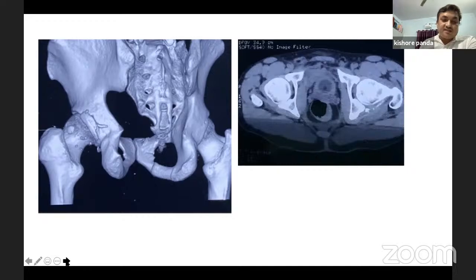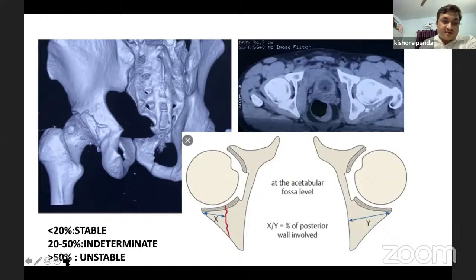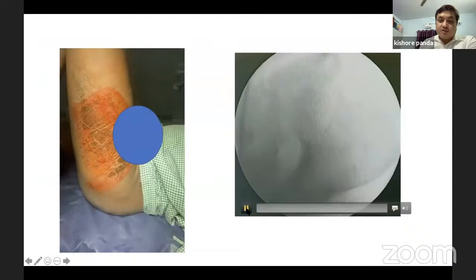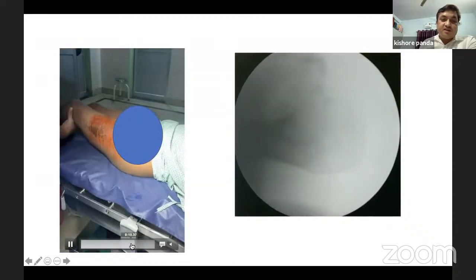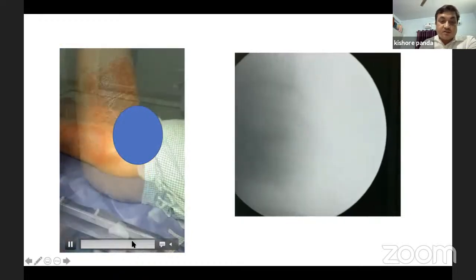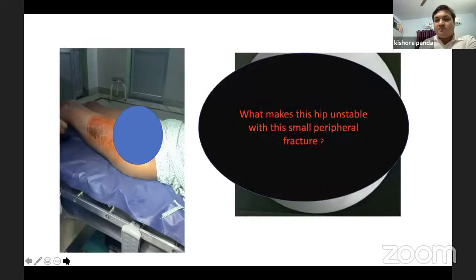15 to 20%. That is the classical measurement given by Keith Mayo. According to him, less than 20% is stable and more than 50% is unstable. Instead of that, we decided to do a dynamic test. You can see the test both physically and on the fluorodynamic. You can see how the hip is unstable. So what makes this unstable with this small peripheral fracture?